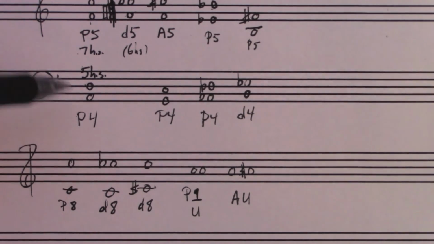Anyway, important thing is fourths and fifths. Fourths and fifths. 5 half steps and 7 half steps. And next time we start talking imperfect intervals.